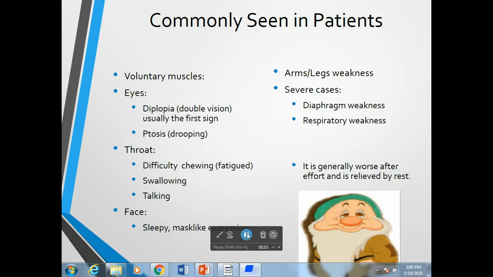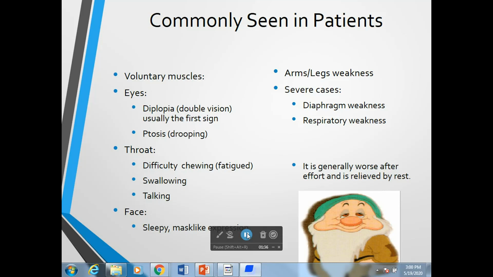Characteristics commonly seen in these types of patients include, like I talked about, the voluntary muscles, like the eyes. Diplopia, this is double vision. This is usually one of the first signs that you will see. Ptosis, which is eye drooping. With the throat, they could have difficulty chewing. The longer they chew, the more fatigued they become with their muscles.